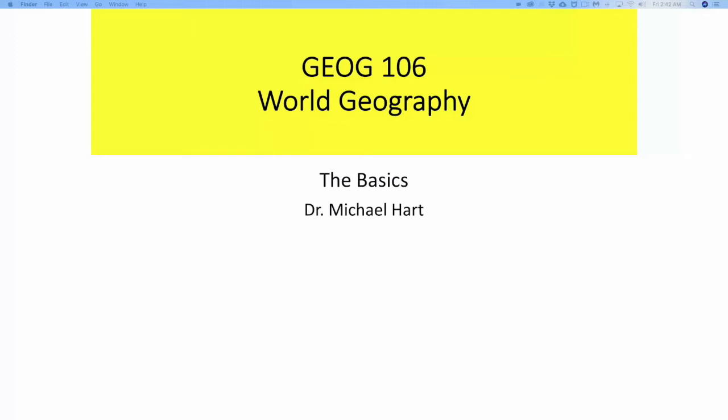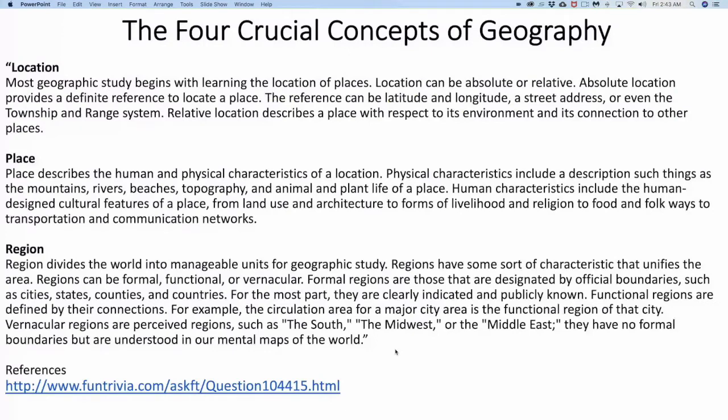I think in every discipline, when you talk about the basics, you're talking about the most fundamental concepts without which that discipline cannot exist. So, when we talk about geography, what are those fundamental concepts without which geography cannot exist? I submit to you that these concepts are location, place, region, and space. And let's take each one in turn.